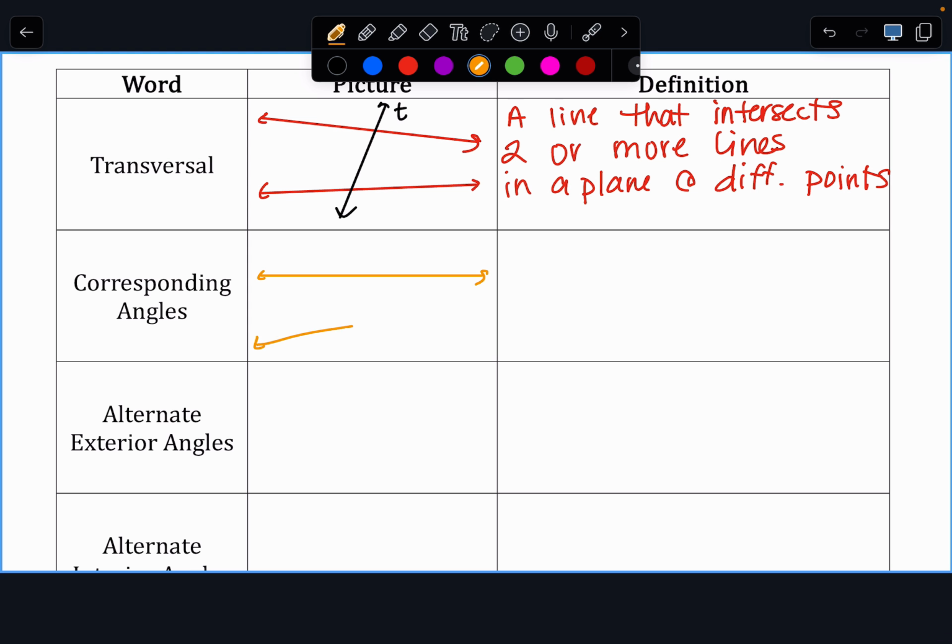So when I draw two lines and a transversal, where do my corresponding angles live? How would you describe them? One outside, one inside. Okay. We're going to say that they're on the same side of the transversal. Okay. One inside, one outside.